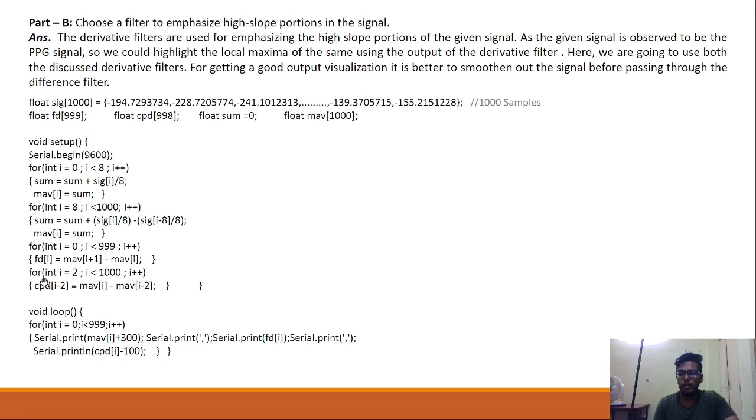In this, I have started a loop from I equal to 2, and the loop runs to I equal to 1000, so that I can pass through all the elements. This 3-point central difference filter is defined as x of n minus x of n minus 2. That is what is written in the code. Now let's print the values.